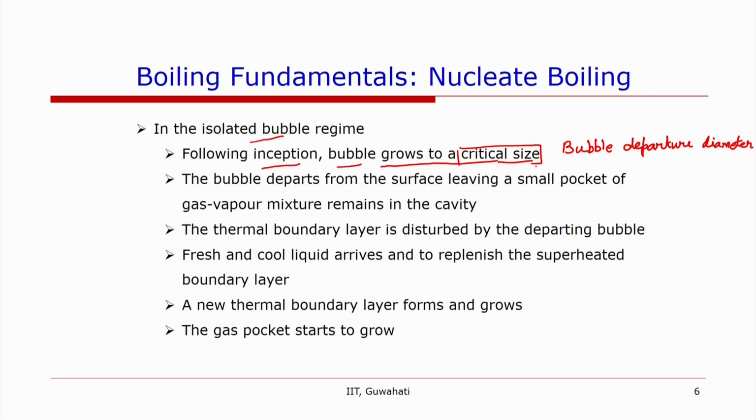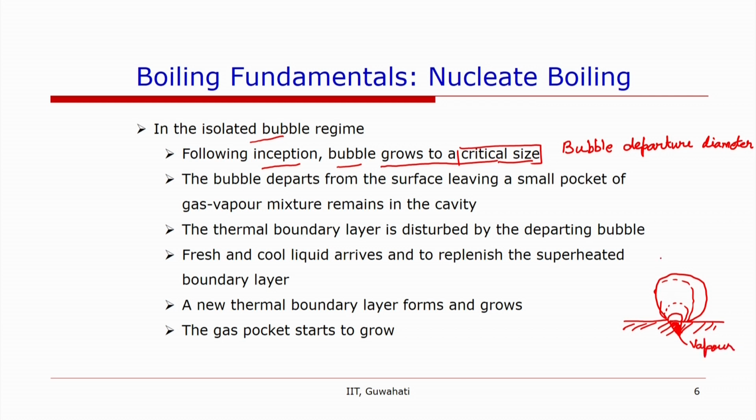Then when the bubble has grown to a sufficient size, the bubble departs from the surface, so it leaves the solid surface. So if we have a picture of a nucleation site, this might be a cavity or a groove on which the bubble starts growing, and then this might grow further, and then it might leave at a particular size, and once the bubble leaves the surface, a small amount of liquid and a small amount of vapor is still present.